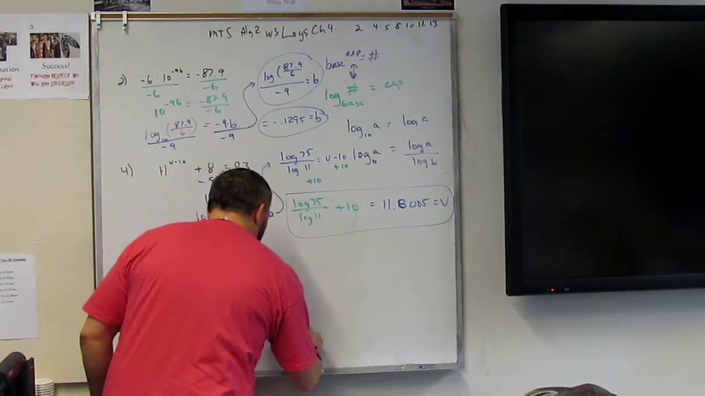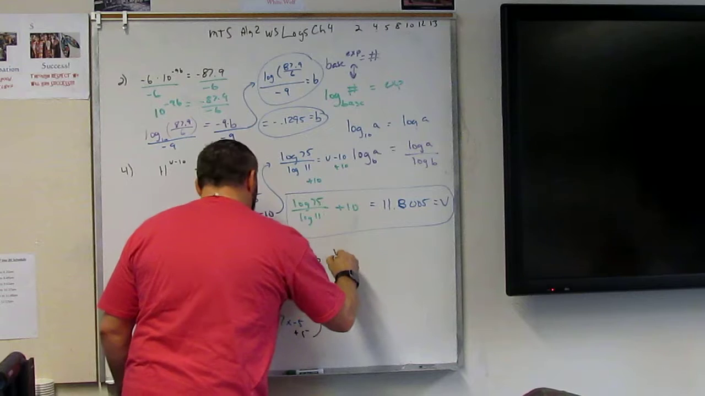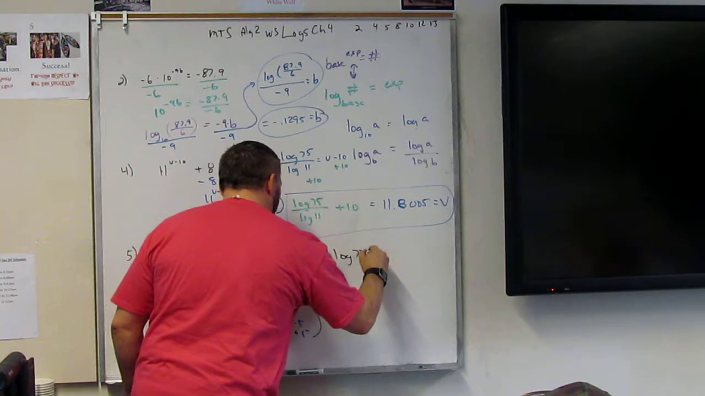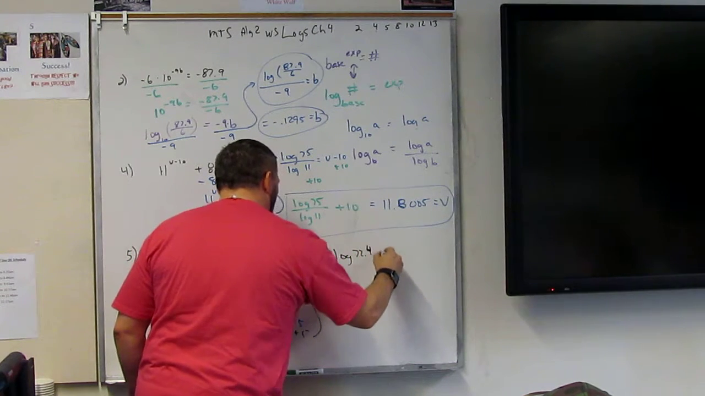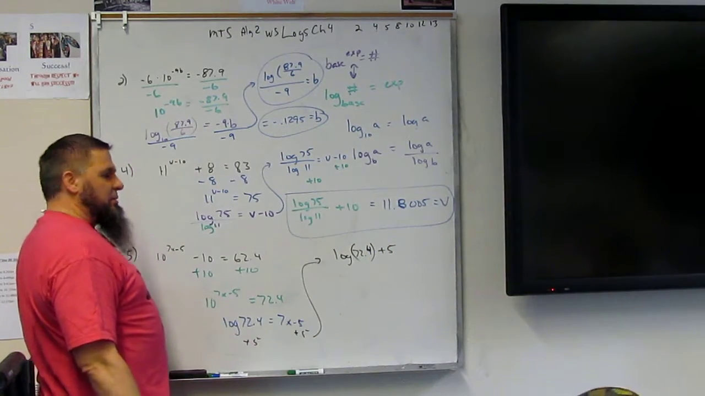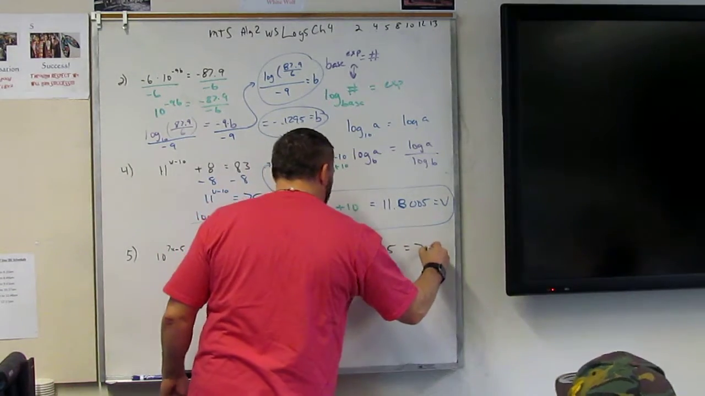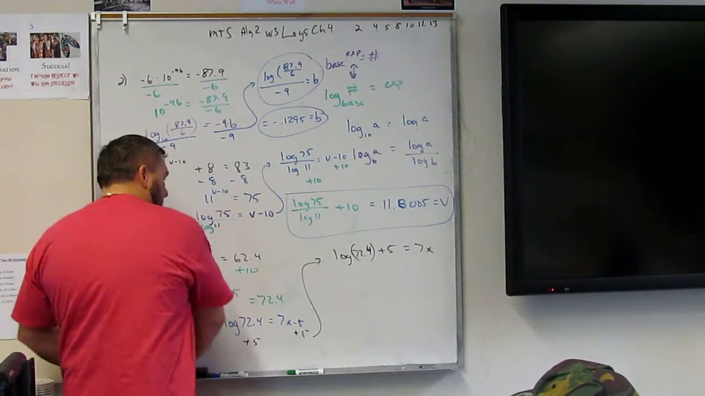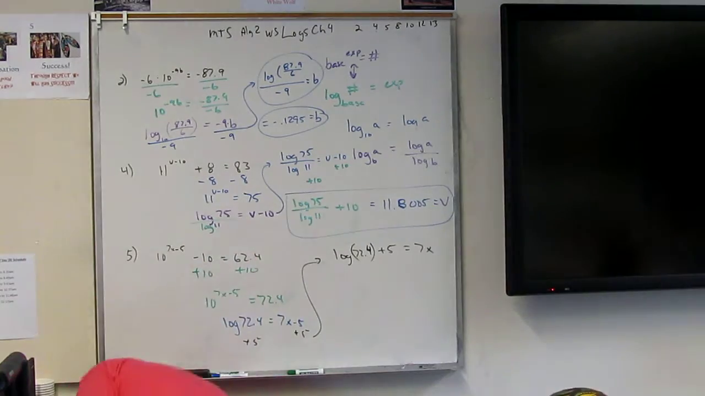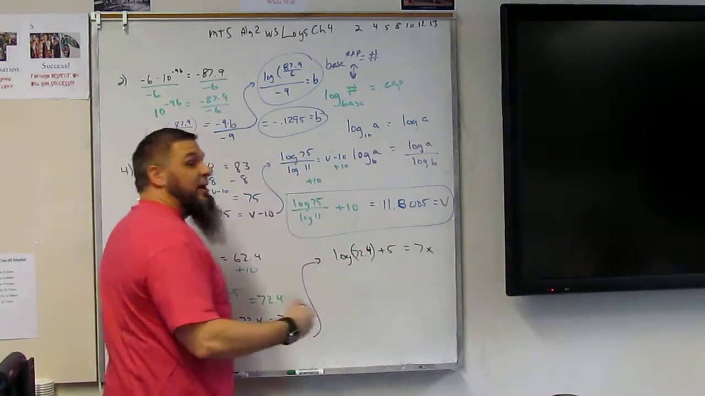I add 5. So I'm going to rewrite that as log 72.4, right? Plus 5. So get used to writing those parentheses. Okay? Plus 5 is equal to 7x. Now, what do I do? What's the opposite of times by 7? Divide.